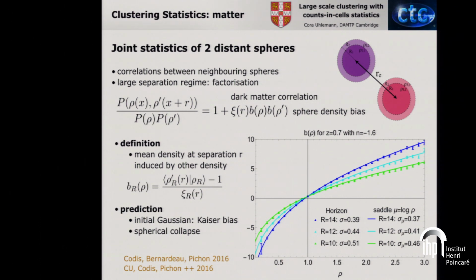And this correlation now is density dependent. So in general, you would have a correlation function here that depends on the separation of the spheres, their radii, and their densities. But it turns out at large separation, this correlation basically factorizes into an average correlation function of spheres. So this is just a two-point correlation function smoothed with a spherical top hat, and a modulation of this with functions that depend on the density. And we call this the sphere density bias, but maybe it's better to just call it density-dependent clustering.